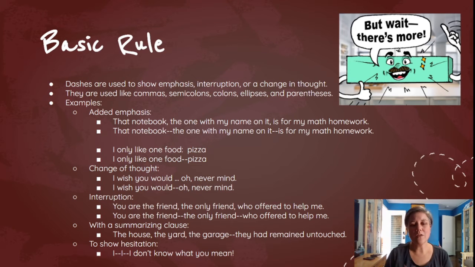Okay? Now the other examples, you can read through them. I'll wait. You can pause this video if you need more time, but I think you get the idea. So go through, you can see the different ways that you would use it to change your train of thought. That's when you get distracted. As an interruption, where you're just putting in additional information that interrupts the middle of a sentence. A summarizing clause where I list a bunch of things and then I explain what those things are. And then to show a stammer, like a hesitation. I don't know what you mean. So that would be in between the stammer.